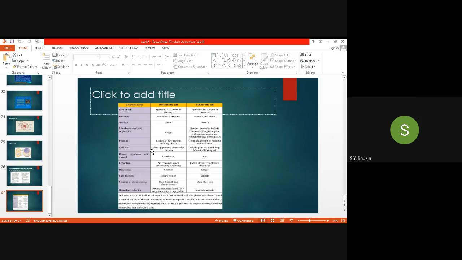And then the cytoplasm. There is no cytoskeleton or cytoplasmic streaming in the prokaryotic cell, but in the eukaryotic cell there is a presence of cytoskeleton. Cytoplasmic streaming is present in the eukaryotic cell, whereas in prokaryotes there is no cytoskeleton and no cytoplasmic streaming.